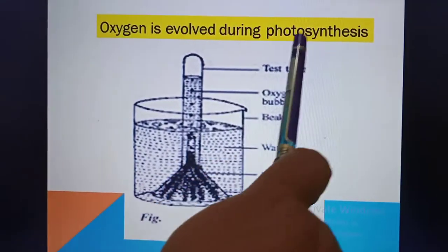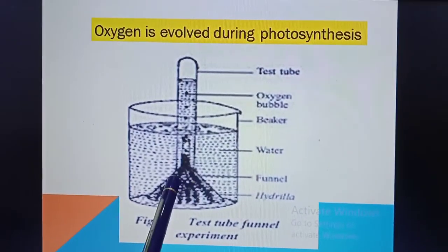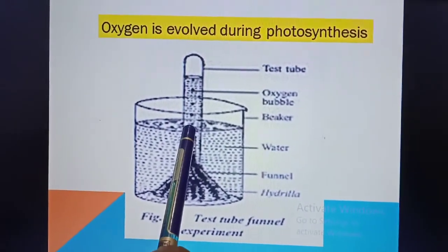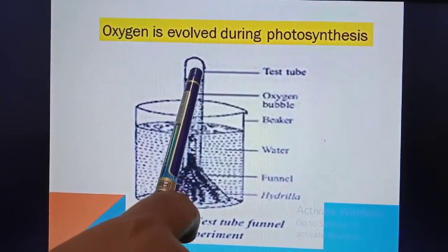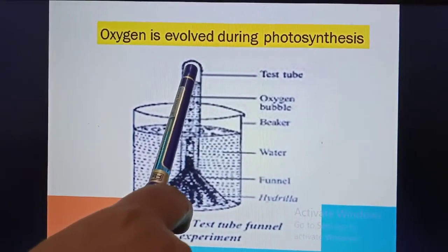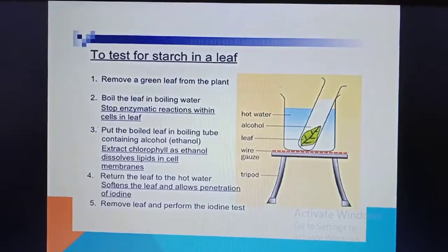Oxygen is evolved during photosynthesis. Here in this Hydrilla plant, oxygen is formed during photosynthesis and these air bubbles form and oxygen is accumulated here in this test tube.